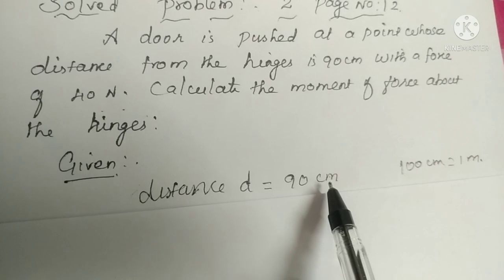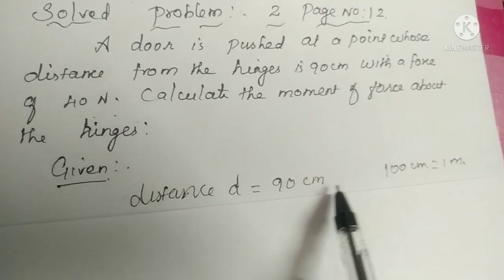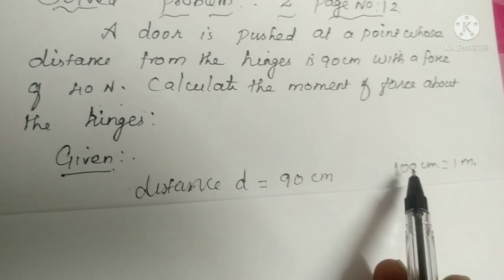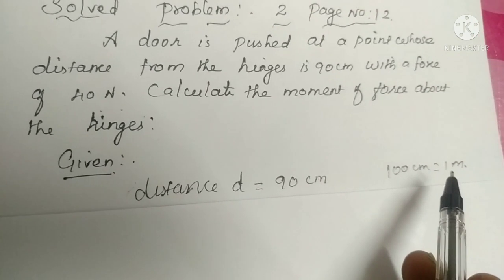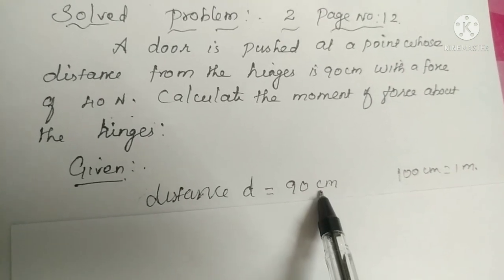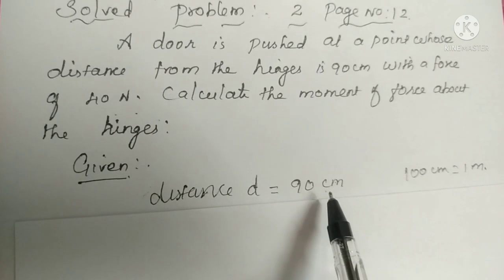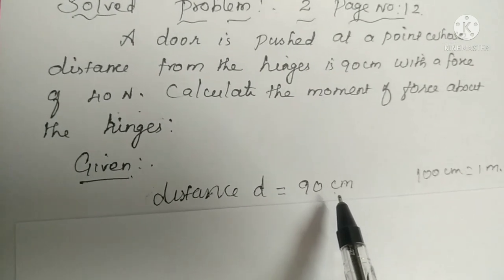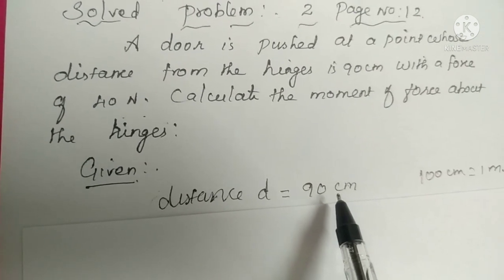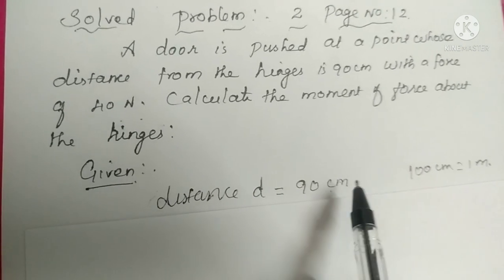First you have to write distance is equal to 90 centimeter. This centimeter we have to convert into meter. You all know that 100 centimeters is equal to 1 meter. We want to convert this 90 centimeter into meter. Why? Because always we write the units in the SI system. In the SI system, the unit of distance is meter. So we are going to convert this 90 centimeter into meter.